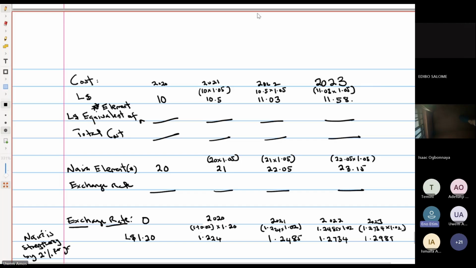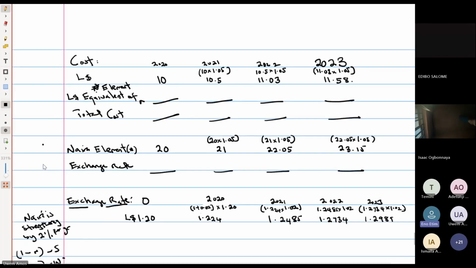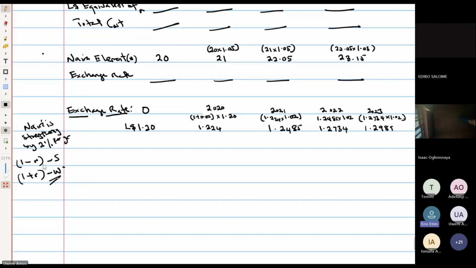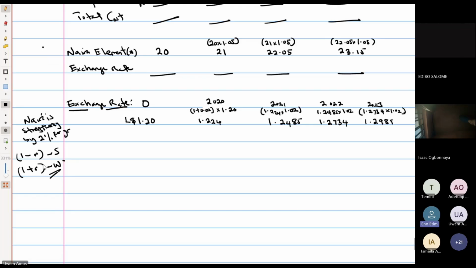Yes, I want to ask about the calculation where we have the weakening and the strengthening aspect of it. If naira is strengthening, and when the other dollar is weakening, I was able to get it, but I'm confused at this last calculation where we calculate to get 1.22. I think we're supposed to have 1.224 times 1.2 as we have in 2020.